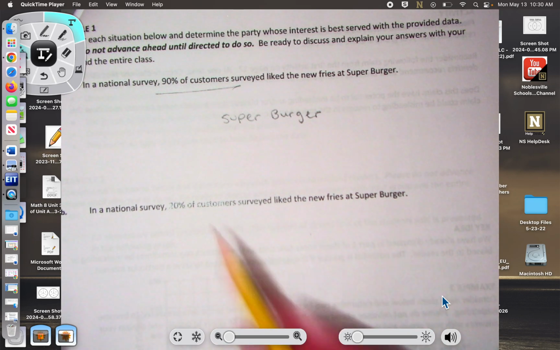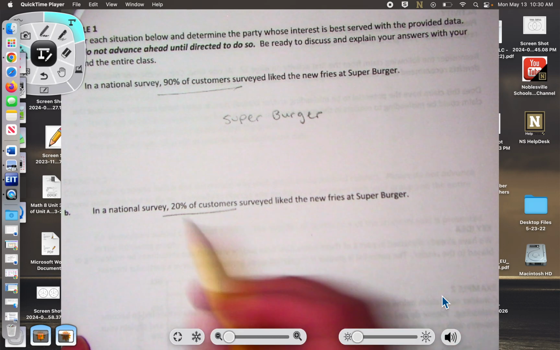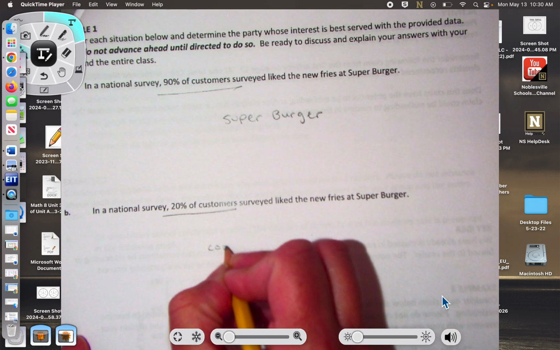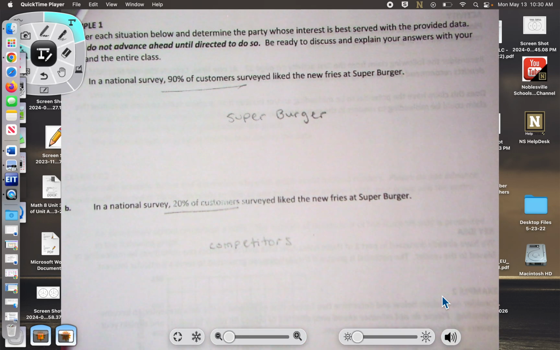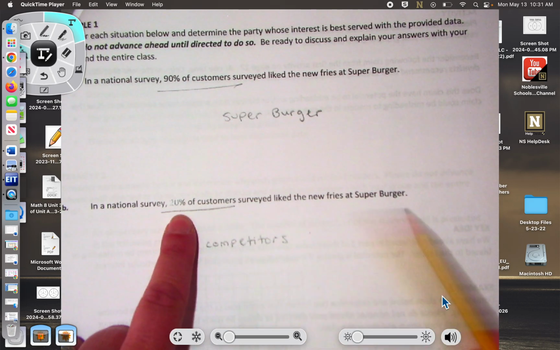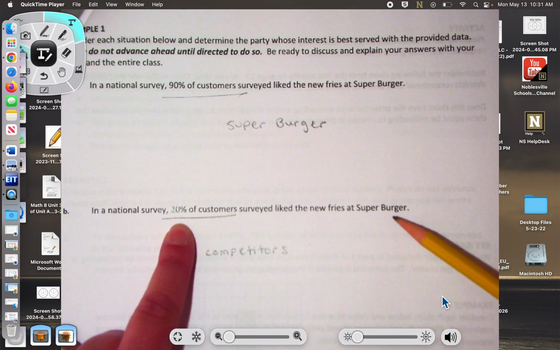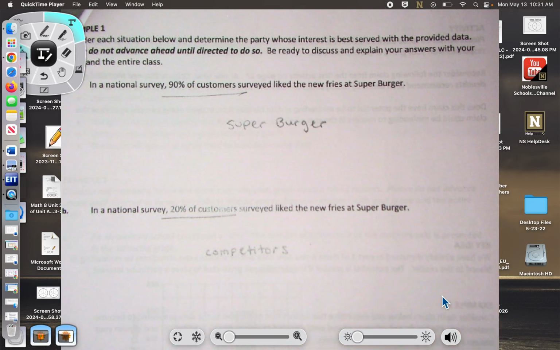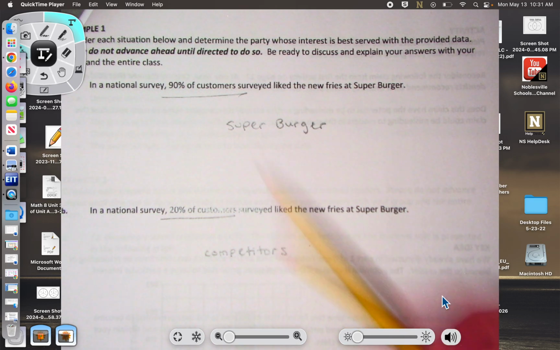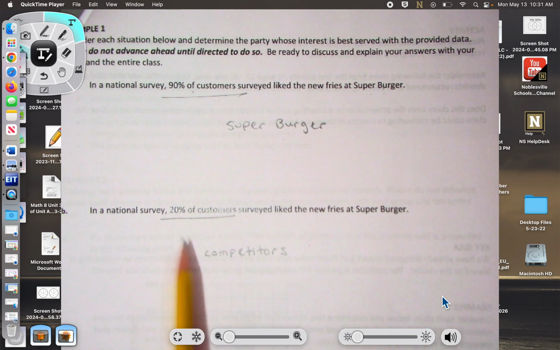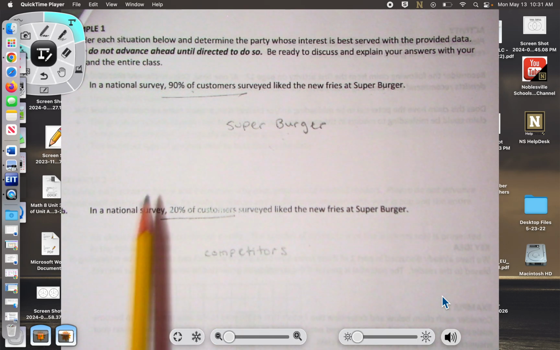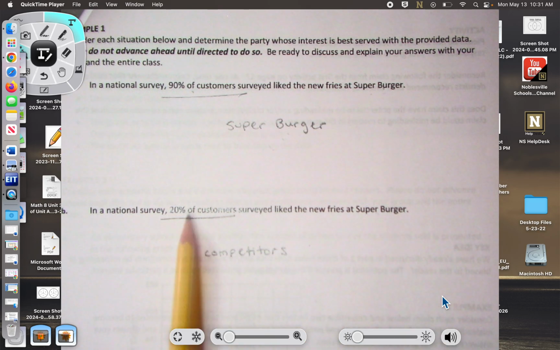So if this is the number that they say is only 20%, these are the competitors. Competitors are the party that's interested. They want to say, well, not many people liked the fries at Superburger, right? Again, these are still people going to Superburger, but their number benefits them. This number benefits the Superburger people. So you would want to persuade people not to go there if only 20% of the people surveyed didn't like them.